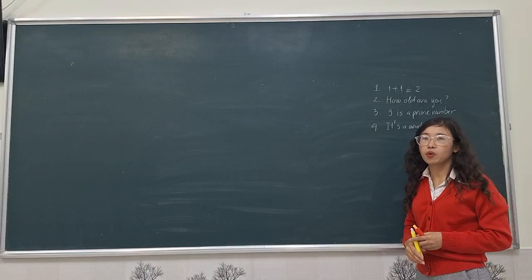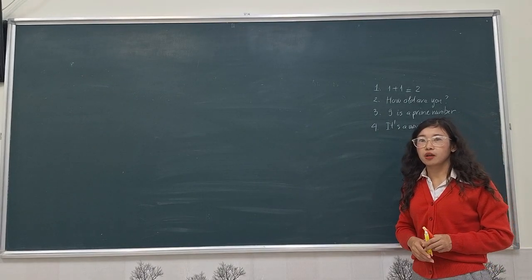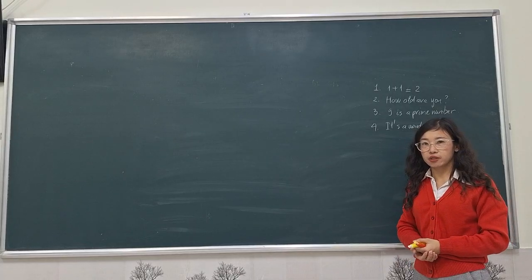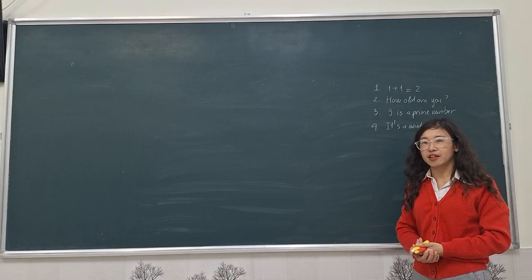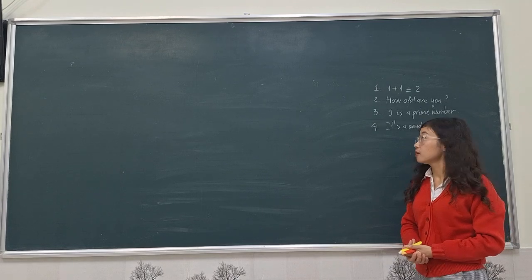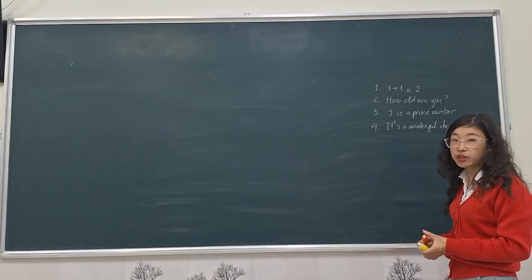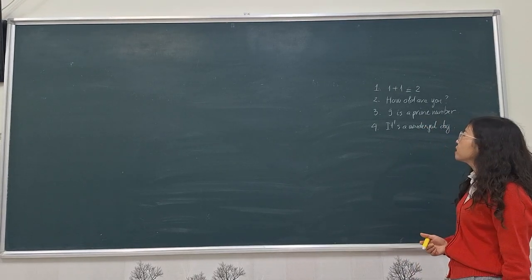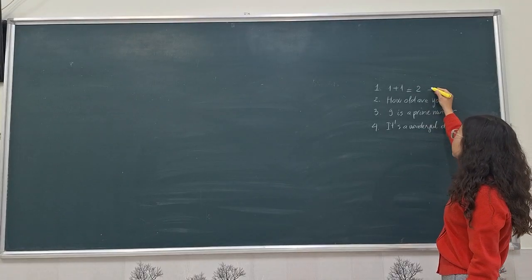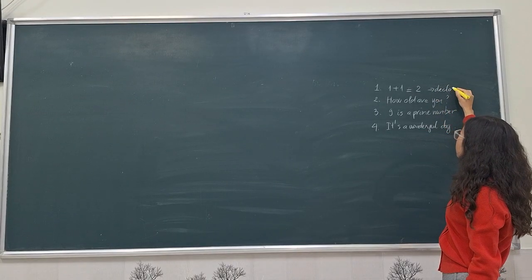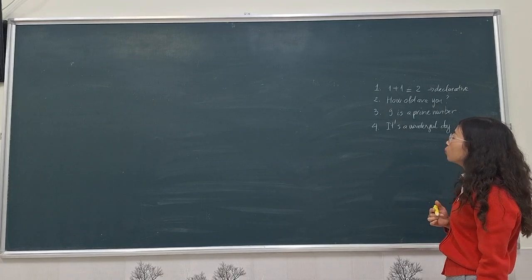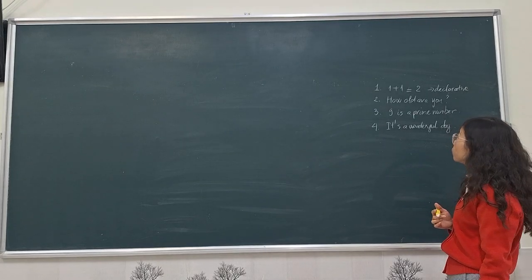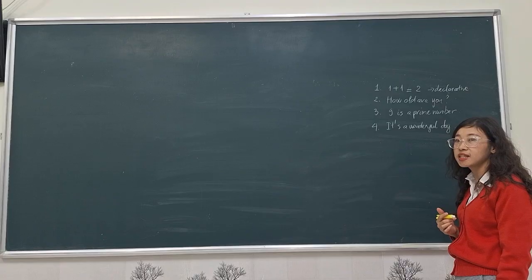Look at the board and answer 2 questions. What kind of sentence is this? And can we determine the 2 values of each sentence? Let's do it together. Sentence 1 is a declarative sentence, and we can determine its value is true because 1 plus 1 equals 2.